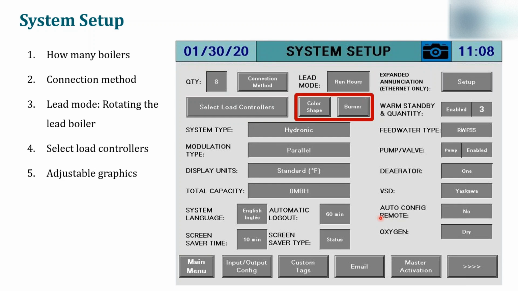The color shape / burner button here, these are the adjustable graphics that we talked about. So if you open up these buttons, it'll give you a little menu to change the color of the boiler, change the shape of the boiler, change the burner type. And that way you can make each boiler look exactly the way it is in the boiler room.